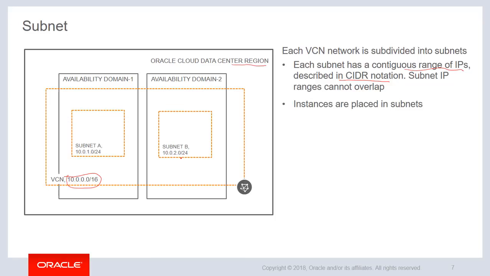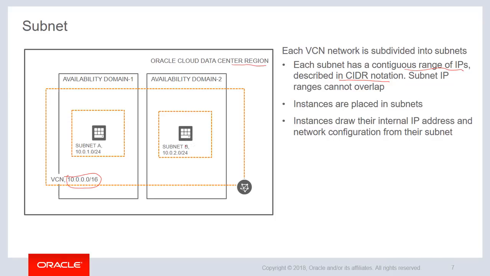Now the reason we create a subnet is to place compute instances inside the subnets. So we put compute instances here. These can be bare metal machines, these can be DB systems, these can be file systems, these can be virtual machines, whatever you want to do here. The idea is instances are placed within subnets. Now these instances draw their internal IP address and network configuration from the subnet in which they are placed.